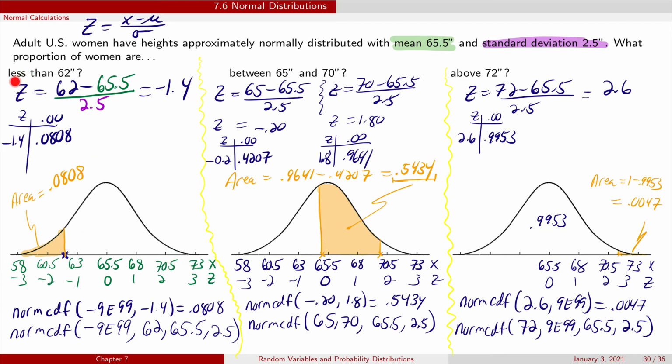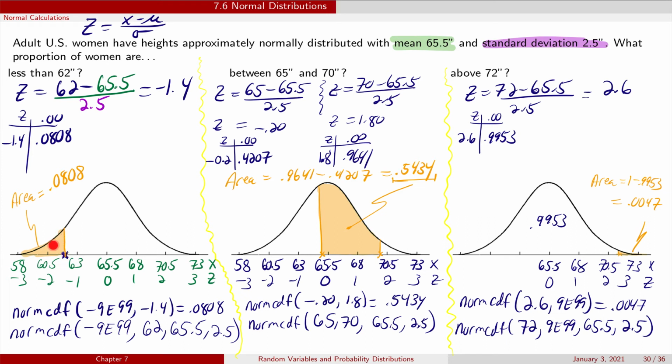So to answer the question, what proportion are less than 62 inches? I'm going to convert 62 inches into a z-score. The z formula, which we learned a long time ago, but here it is again. Take the value that you're interested in, compare it to the mean, and divide it by the standard deviation. So 62 minus 65.5 divided by 2.5 is negative 1.4. A woman that's 62 inches tall is about 1.4 standard deviations below average.